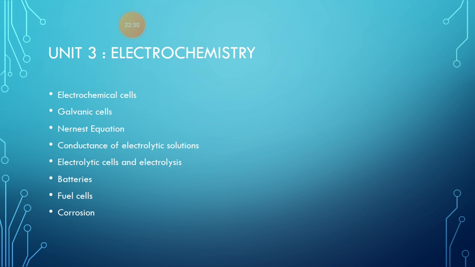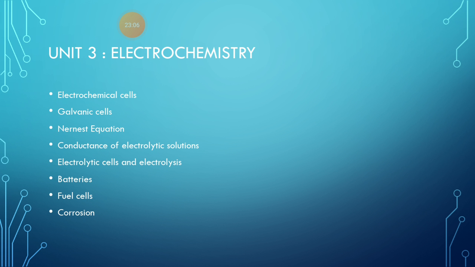So in the first point, the electrochemical cell, the cells or devices which are used to convert chemical energy to electrical energy are called electrochemical cells. So we are going to learn about electrochemical cells and galvanic cells. Then the Nernst equation, which is applicable for electrochemical cells.